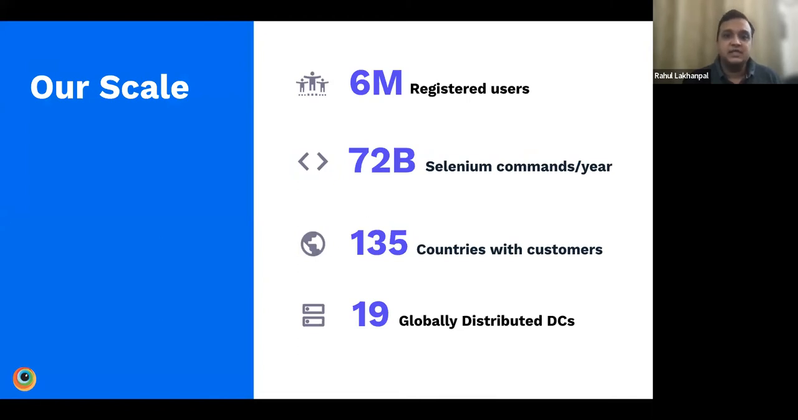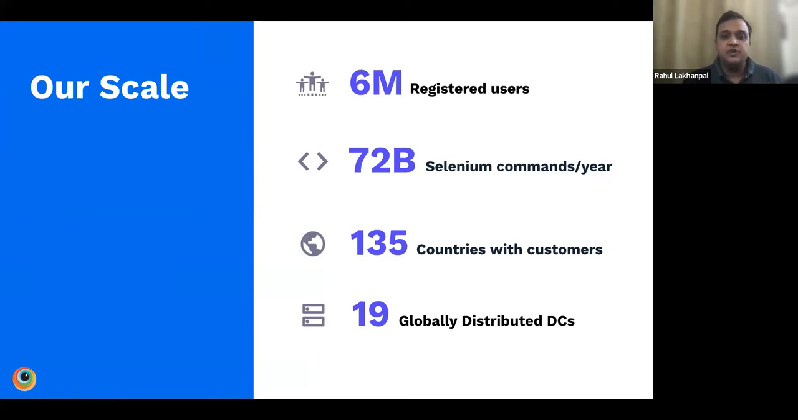Currently, we have more than 6 million registered users on our platform that use BrowserStack on a regular basis, more than 72 billion Selenium commands every year. Let that just sink in terms of the scale. And we are a truly, truly global company with more than 135 customers across the globe.